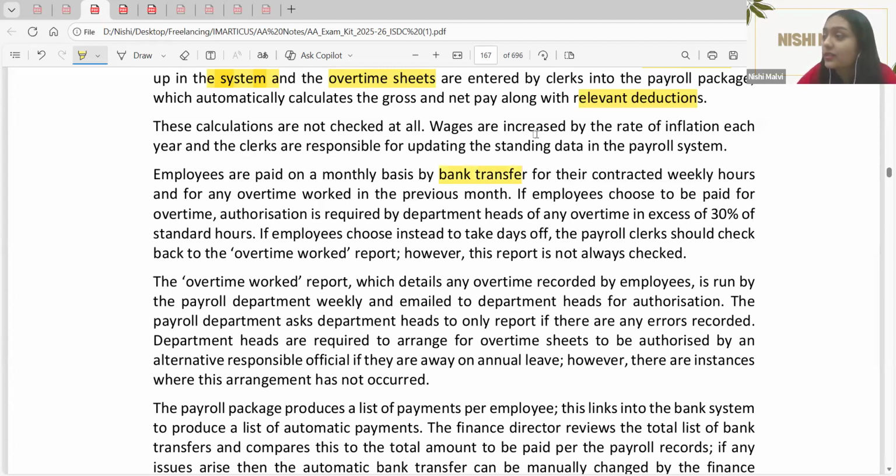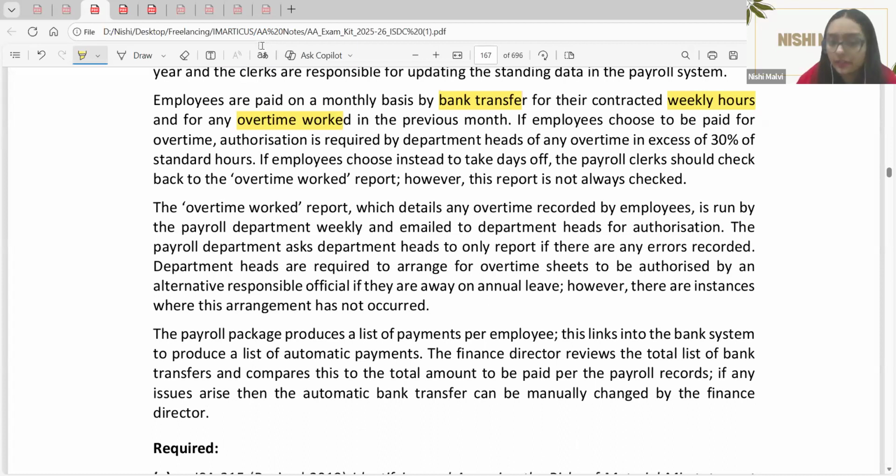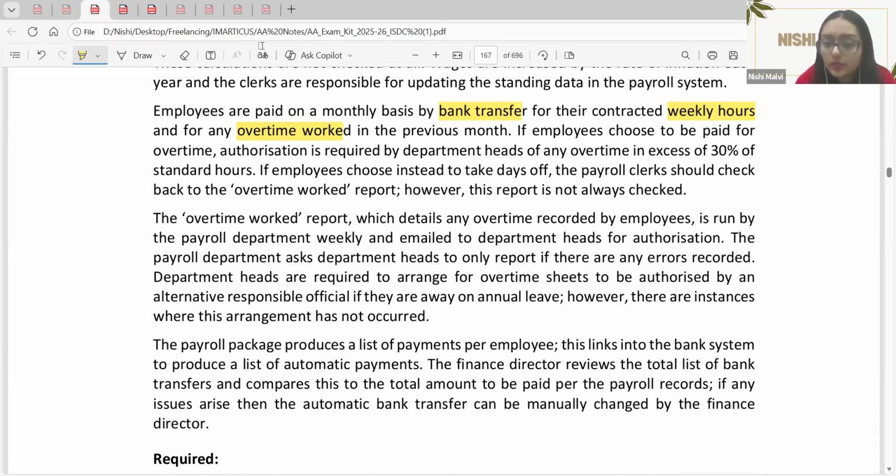Okay, employees are paid on a monthly basis by bank transfer. Check the bank transfer list. Check the bank statement for the contracted weekly hours and any overtime worked, and compare that with the weekly hours and overtime total hours in case there is anything missing which is not accurate, which might not be completely recorded. Sample of joiners and leavers, are they talking about that?